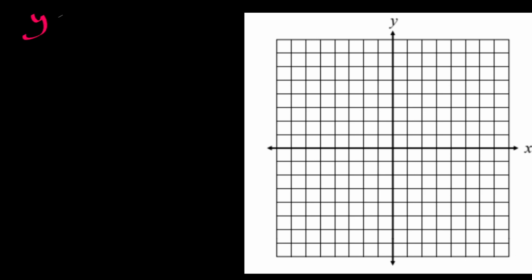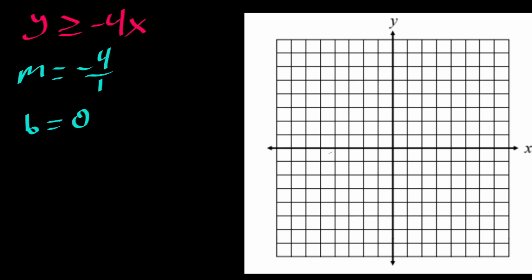So let's say we have y is greater than or equal to negative 4x. Now we want to make sure this is in slope-intercept form, with y on one side by itself, so it is. So now we want to find the slope, which would be negative 4 over 1, and then b, if it's not written here, means 0. So our first point would go at 0, which is at the origin. Then we would go down 1, 2, 3, 4, and to the right 1. I could also make more points if I wanted to. I could go up here and do 1, 2, 3, 4, and then go to the left 1.